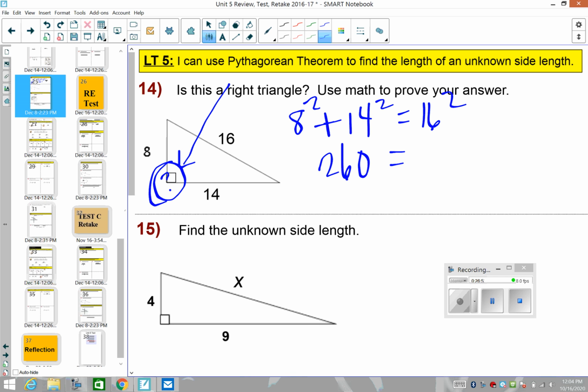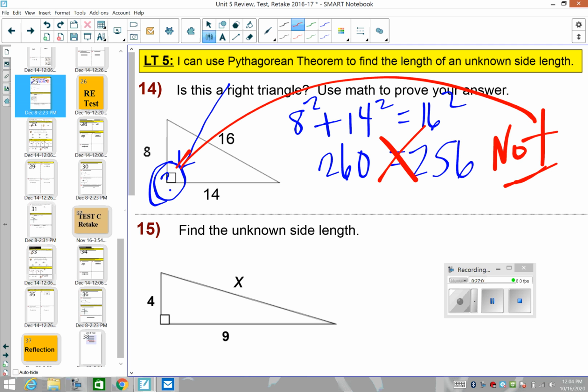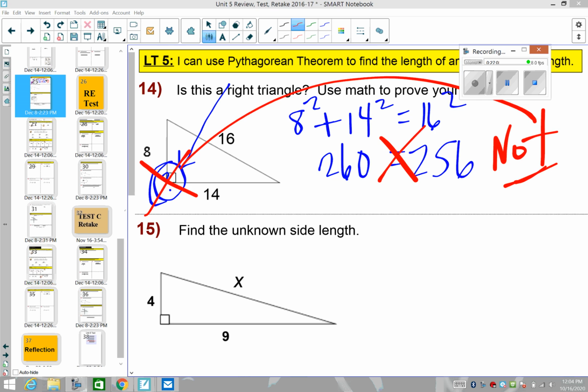And 16 squared is 256. So does the left side equal the right side? Nada. So that is not a right triangle. Make sure you're using math, so don't just assume that it is.